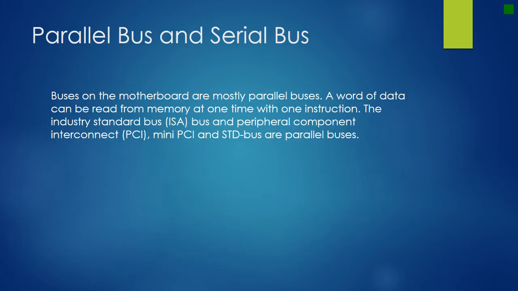In terms of buses, we have different kinds of connections. We have the parallel bus and the serial bus. Buses on the motherboard are mostly parallel buses. A word of data can be read from memory at one time with one instruction. The Industry Standard Architecture or ISA bus, and the Peripheral Component Interconnect or PCI, as well as the mini PCI and STD bus, are all parallel buses.